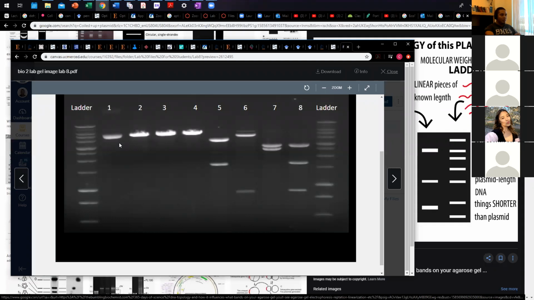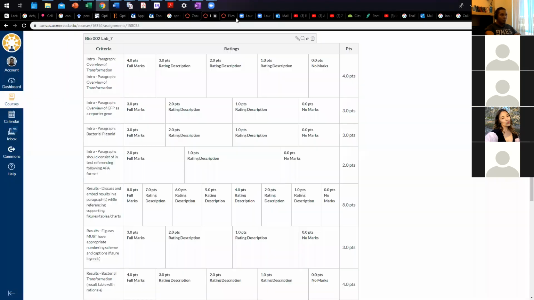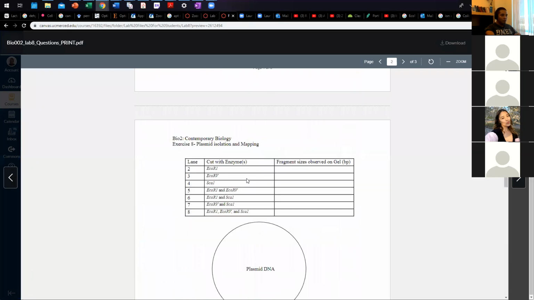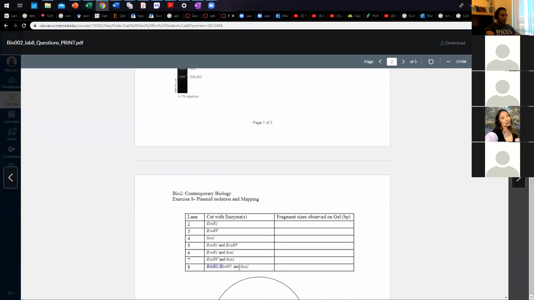And what does it mean if we have different bands, like in lane 5 we have 2 bands, and in lane 8 we have 3 bands? That means there were 2 cuts. Yeah, lane 8 used 3 restriction enzymes. So I'll go to the questions. Lane 8 used 3 cuts. For 5, 6, 7, you have 2 cuts, so that's how you see 2 fragments in each. And for 2, 3, 4, you have 1 cut.